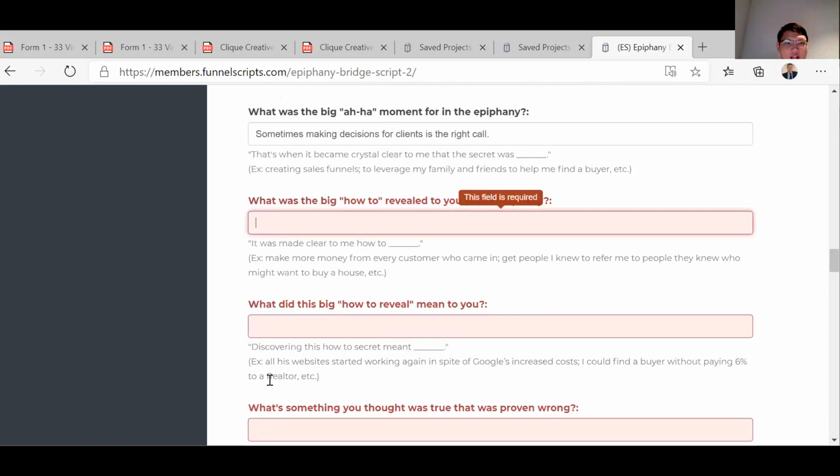Okay, so what is the big how-to then? What made it clear, meaning how to? Now, if you face the same problem again, it is clear to you how to solve the problem. In your case, the how-to could be how to help the client sell the house for their full market value, even if the client is not contactable.